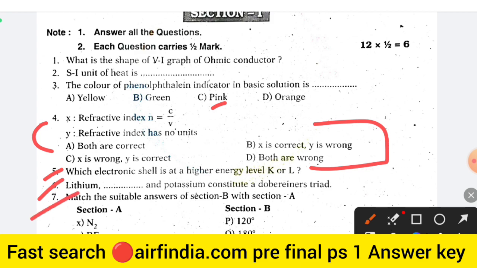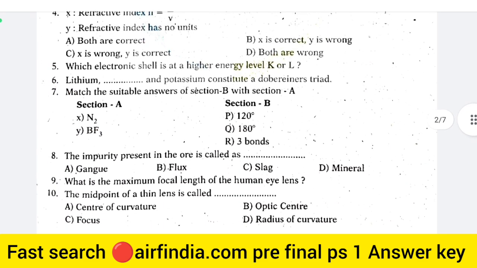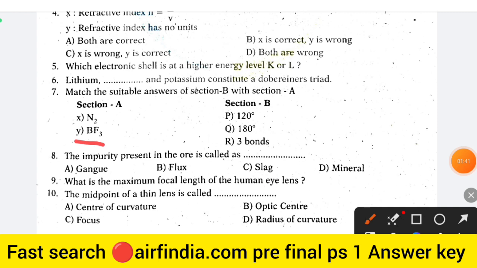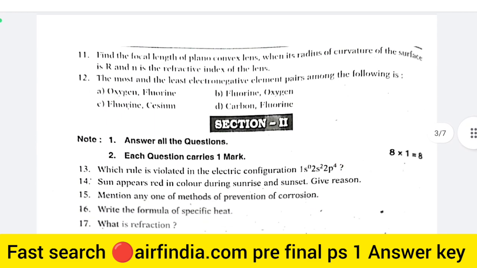Match the suitable answers of section B with section A. There are N2 and BF3, so match their pairs. The impurity present in the ore is called as what? What is the maximum focal length of the human eye lens? The midpoint of a thin lens is called what? Here options are also available.